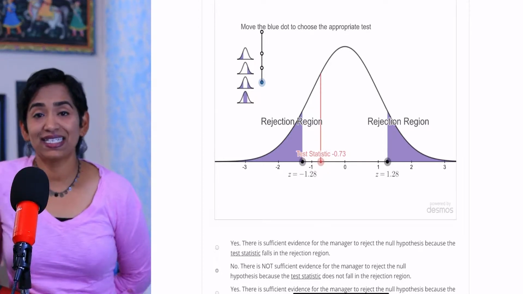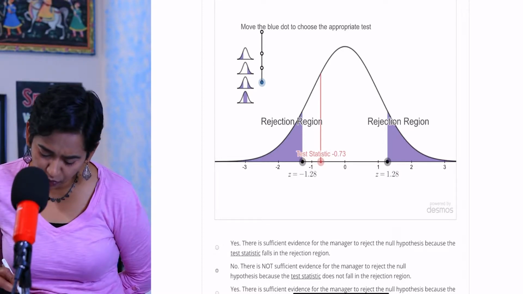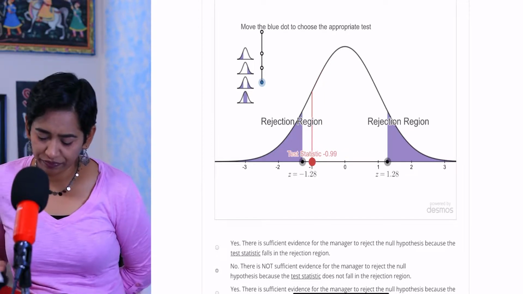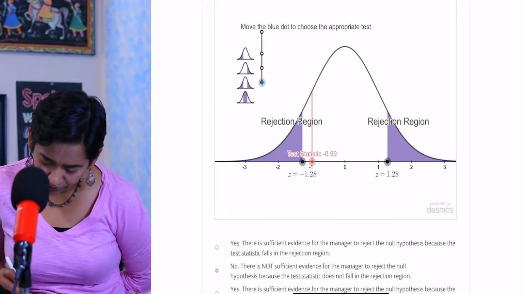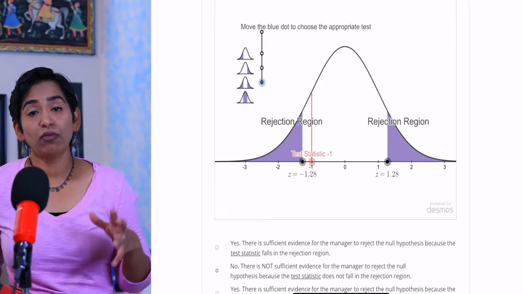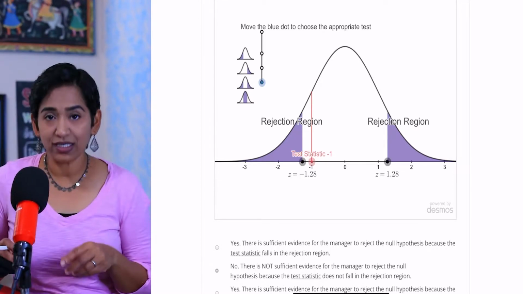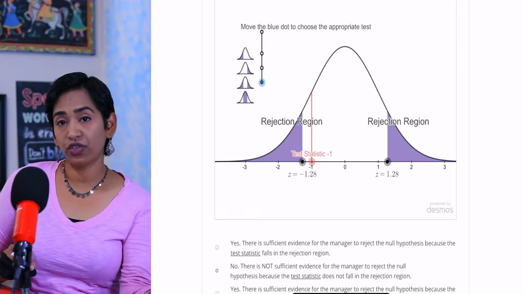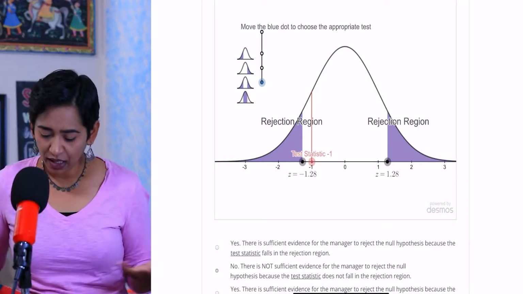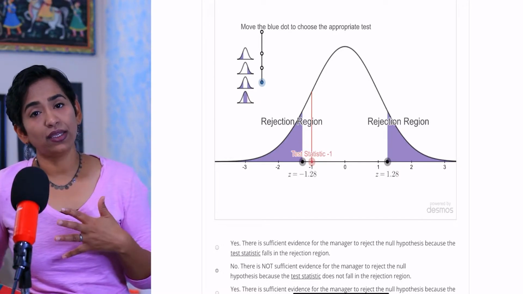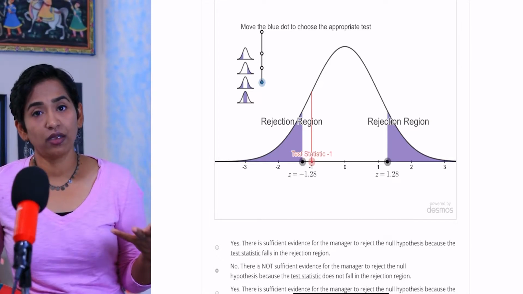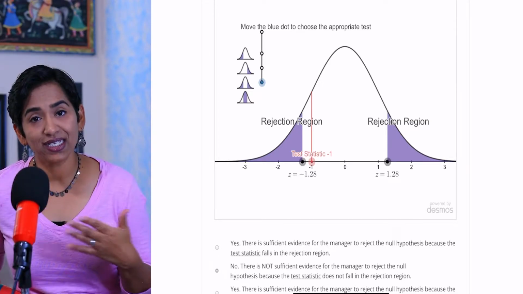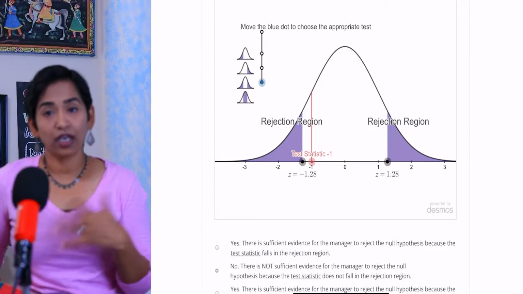My test statistic is negative 1. So I'm going to move it. Negative 1. There you go, negative 1. Now, take a look if this is inside the shaded region, which is your rejection region, or outside. When I'm looking at it, it's outside the rejection region. It's not inside. So I only reject if it's inside. If it's outside, what do I say?